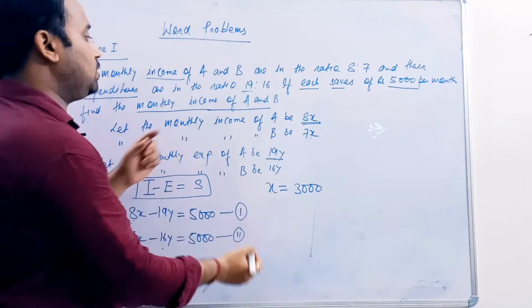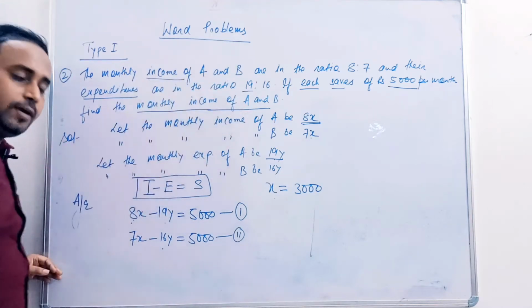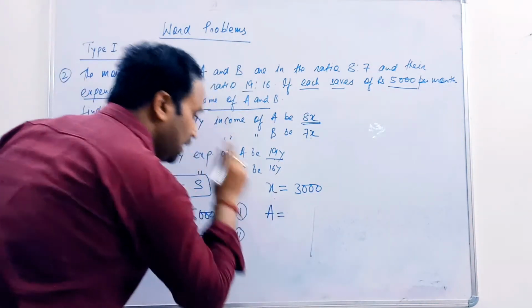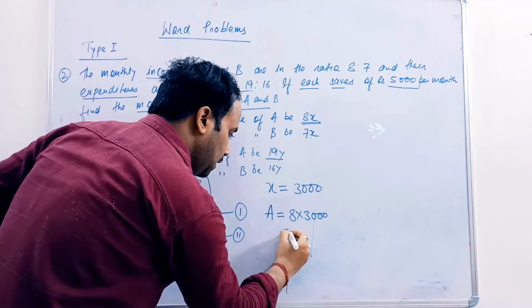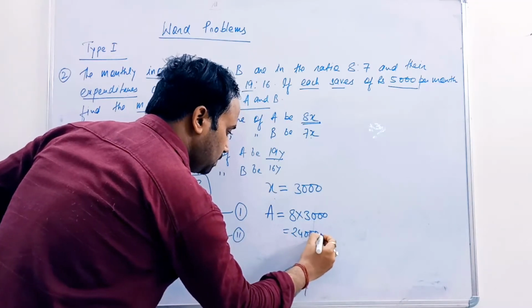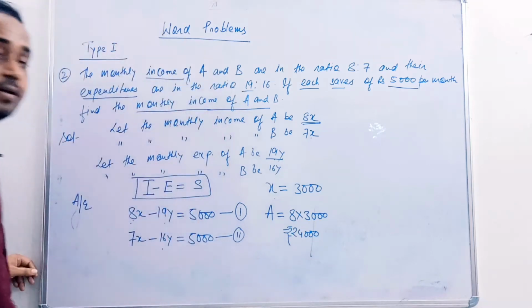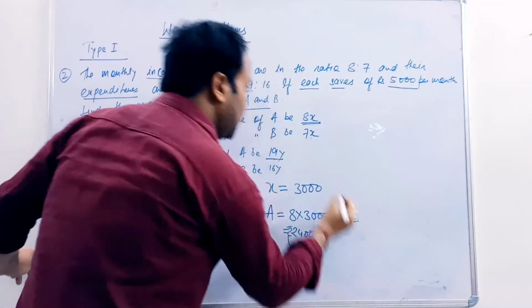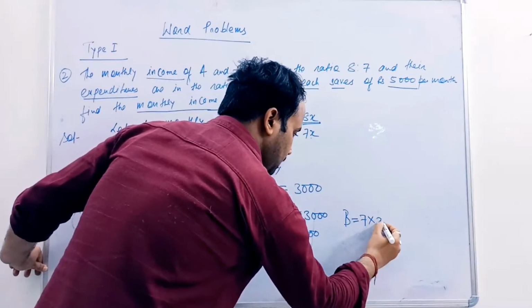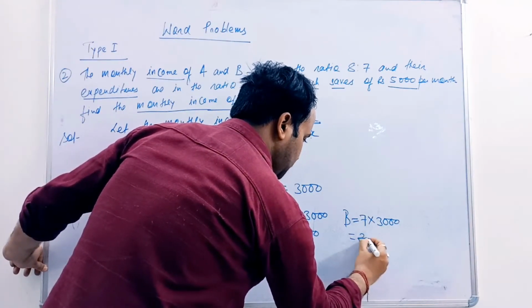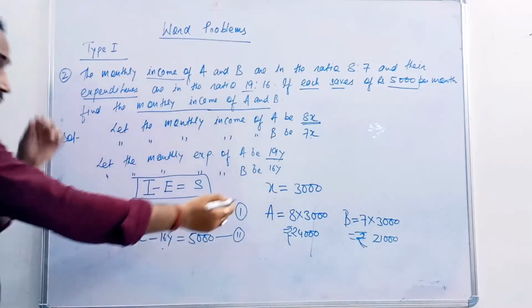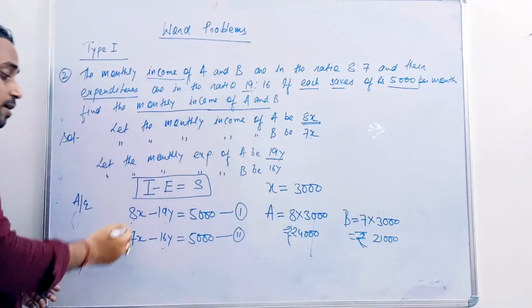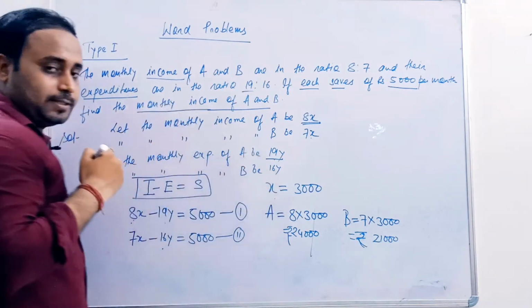Why do we have to calculate x? Because in the question we have to calculate the monthly income of A. Therefore A's monthly income is 8x. 8 into 3,000 becomes 24,000 rupees. Same as B's monthly income is 7x, it becomes 21,000 rupees. How does x is 3,000 come here? You solve both equations, you get the value of x. I hope this one is clear to you.